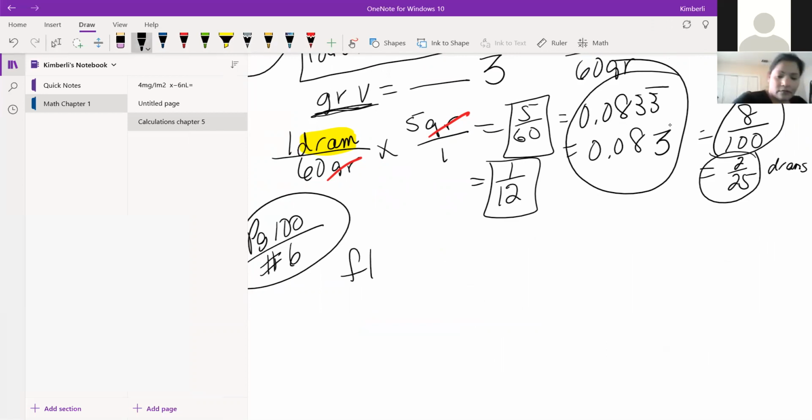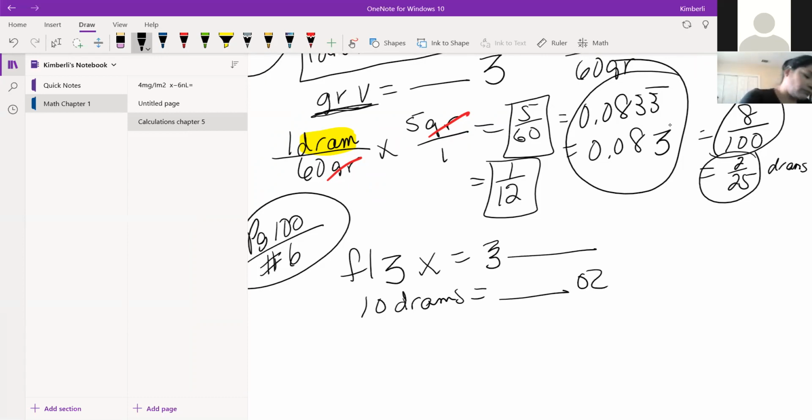Okay, so it says fluid dram X. So FL, fluid, dram symbol X, which is the same thing as 10 drams, equals, and then it has the ounce symbol blank. So we're going to do it this way, and it's going to be fluid ounces. So fluid just tells you it's a liquid instead of a solid weight. So it's a volume instead of a weight.